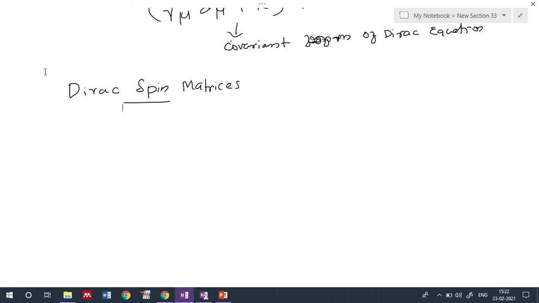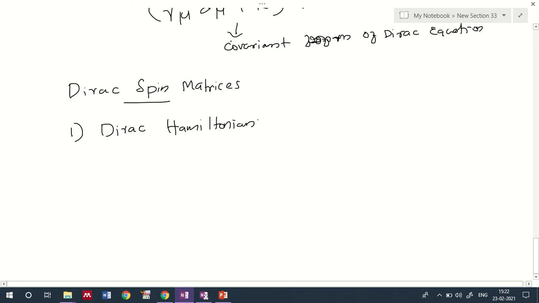Before going to that, we need to know some basic properties of the Dirac equation and Dirac quantities. We know that there are three quantities introduced by Dirac, that is alpha, beta, gamma. We just want to know what the properties of these are. The Dirac Hamiltonian should be a Hermitian matrix. Already we know what Hermitian is.